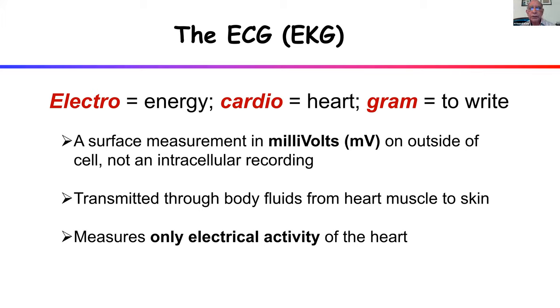These three principles you must understand. This is a measurement of electricity, and it is measured from the skin, not from the heart or from the intracellular fluid. This particular test measures only the electrical activity, nothing else. But we can have some surrogate parameters, such as left ventricular hypertrophy and other things, which are actually surrogate parameters of the electrical activity of the heart.